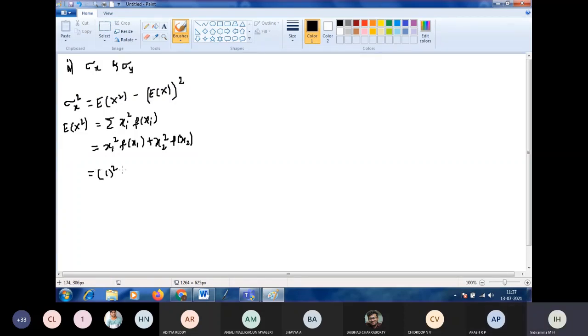What is f of x1? 1 by 2. Plus what is x2? 5. What is f of x2? 1 by 2. Now find. 1 square is 1. 1 into 1 by 2 is 1 by 2. Plus 5 square is 25, 25 by 2. So 26 by 2. That is 13. Is it 13?